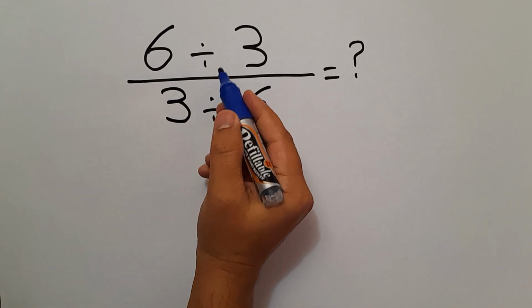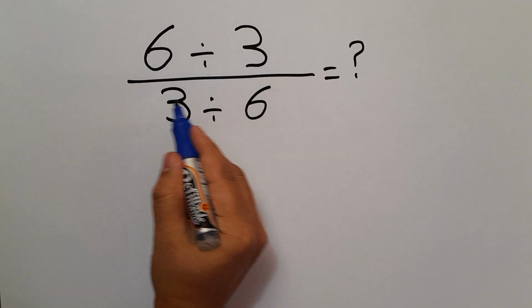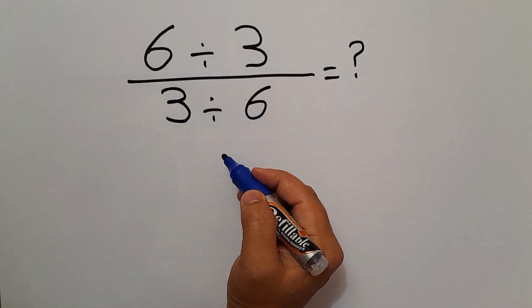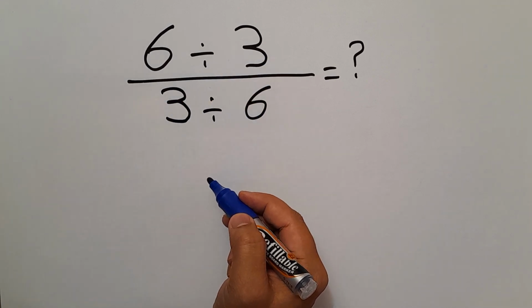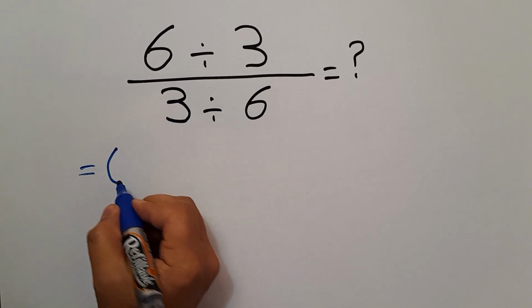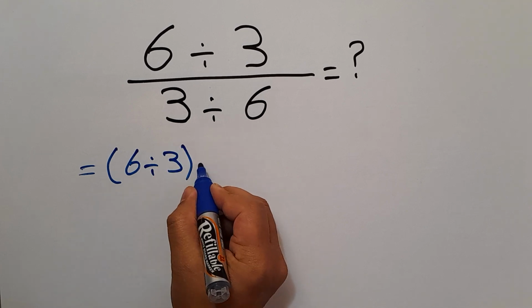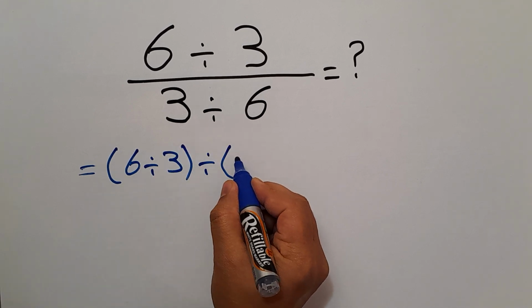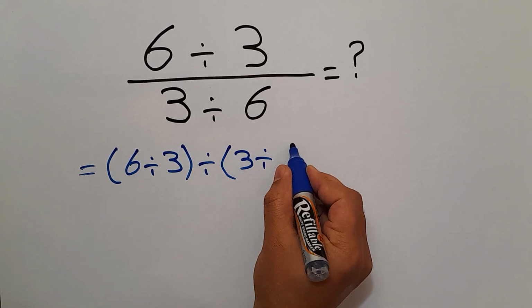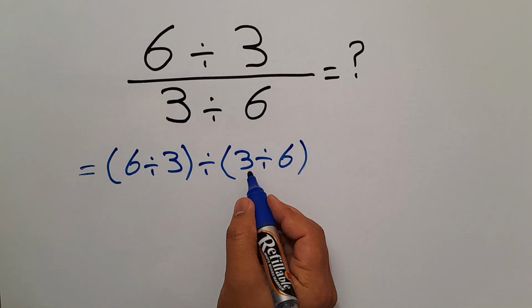In this video we want to find the value of this fraction: 6 divided by 3 over 3 divided by 6. Are you ready to solve? Let's go ahead and get started. We can write parentheses 6 divided by 3, divided by parentheses 3 divided by 6. The numerator divided by denominator.